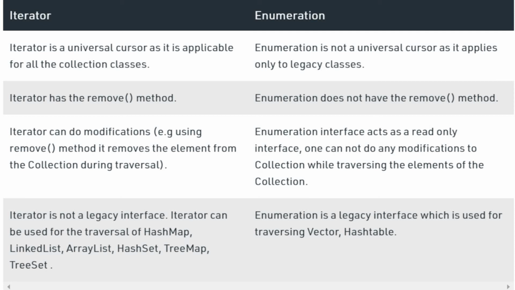Iterator can do modification. For example, using the remove method, it removes the element from the collection during traversal. Enumeration interface acts as a read-only interface. One cannot do any modification to the collection while traversing its elements. Iterator is not a legacy interface. Iterator can be used for the traversal of HashMap, LinkedList, ArrayList, HashSet, TreeMap, and TreeSet. Enumeration is a legacy interface which is used for traversing Vector and Hashtable.